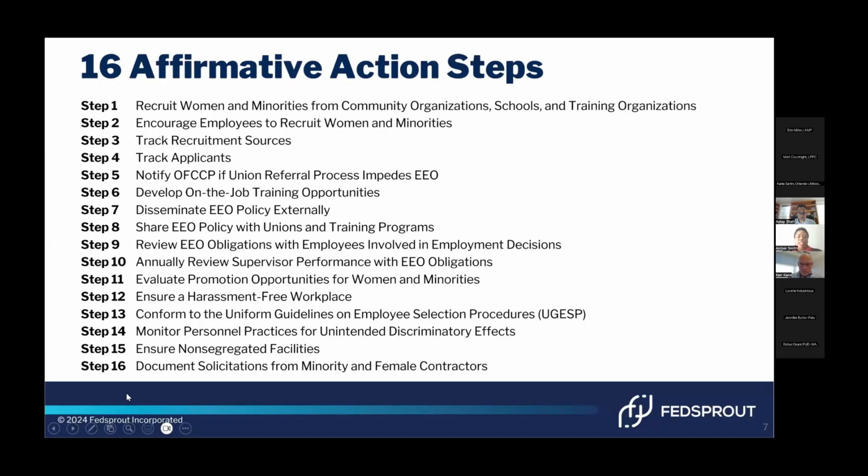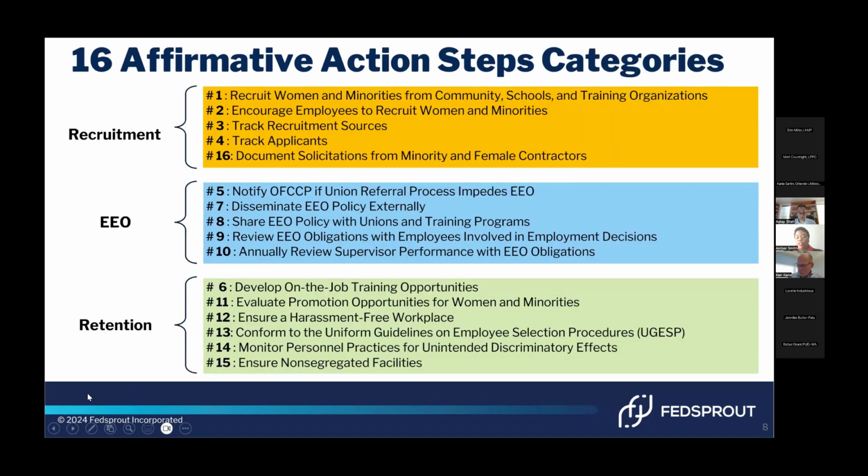Now, these are the 16 steps of affirmative action. And on the next page, what we did was break them down into 3 different components and categories. So the first one we'll talk about today is recruitment. The next one is going to be equal employment opportunity. And then the next one will be retention.